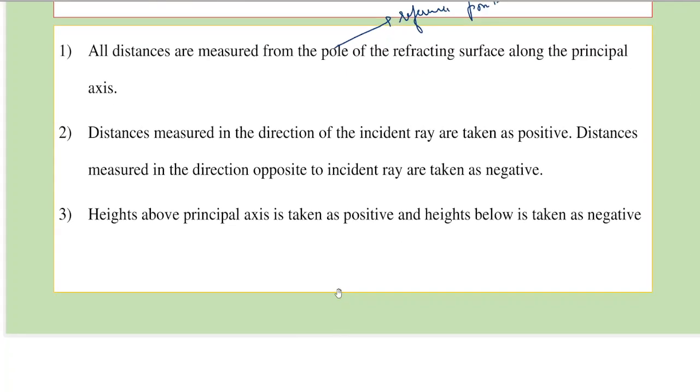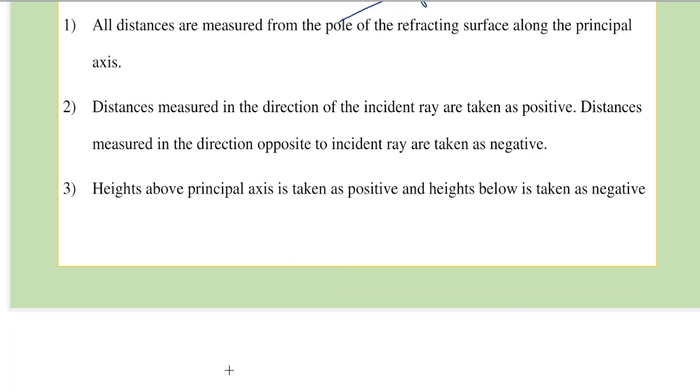Second point is, as seen in case of spherical mirrors, distances measured in the direction of incident ray are taken as positive, and distances measured in the direction opposite to that of incident ray are taken as negative. So, if light moves, say, from left to right, suppose if we move along the light itself, in that case the distance becomes positive, and suppose if we move against the light, in this case it becomes negative. So this is the second sign convention.